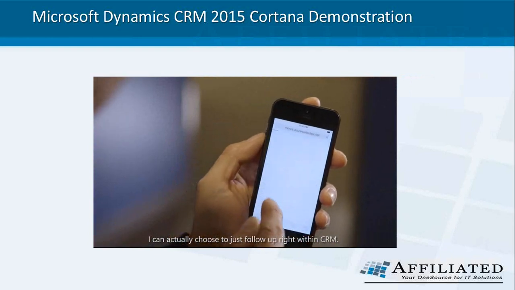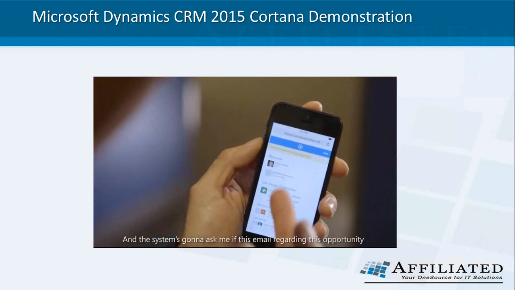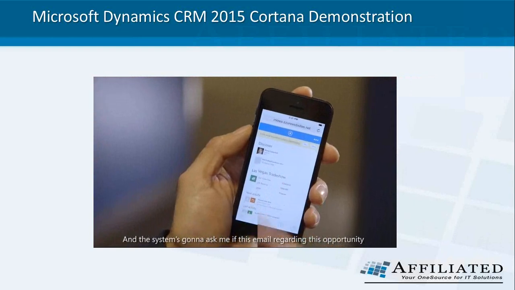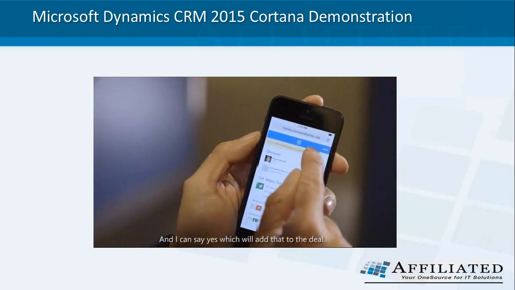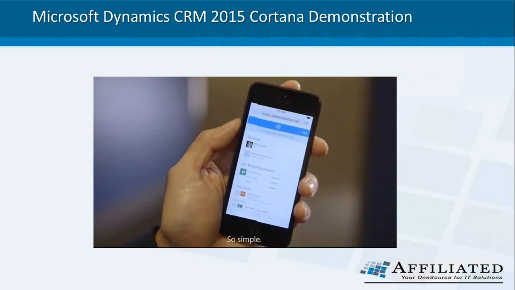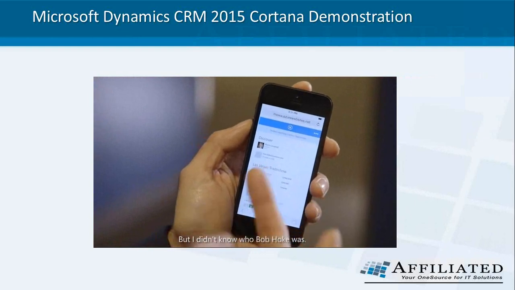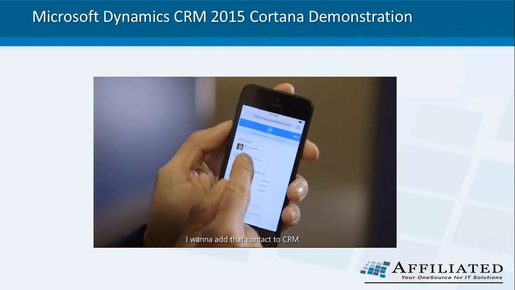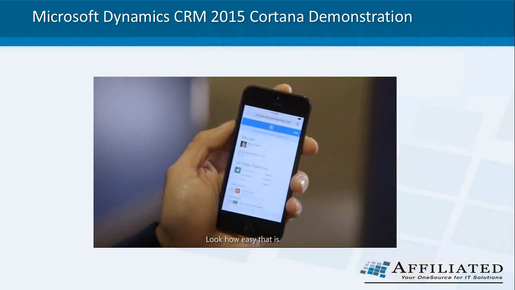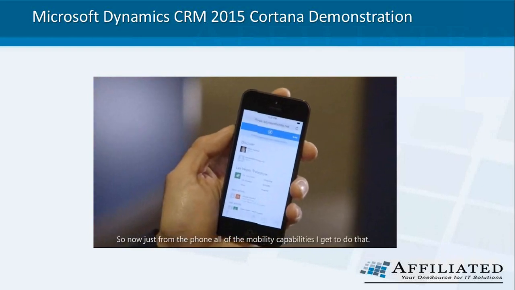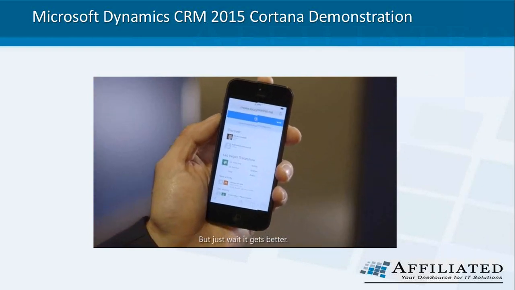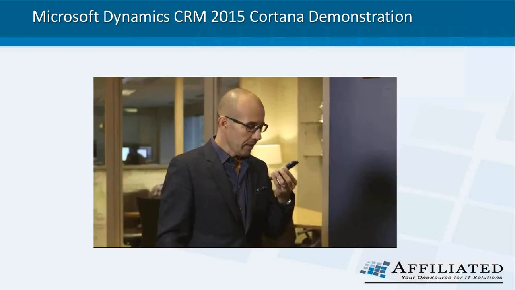I can actually choose to just follow up right within CRM. The system's going to ask me if this email is regarding this opportunity, and I can say yes, which will add that to the deal. So simple, but I didn't know who Bob Hoke was. I want to add that contact to CRM. Look how easy that is. So now just from the phone, all the mobility capabilities, I get to do that. But just wait, it gets better.